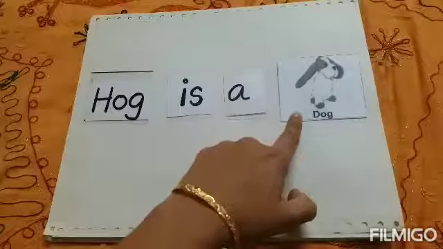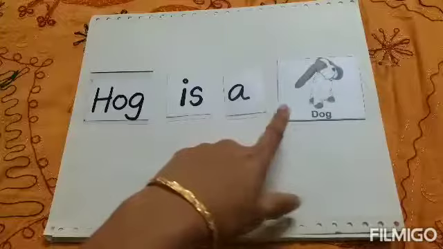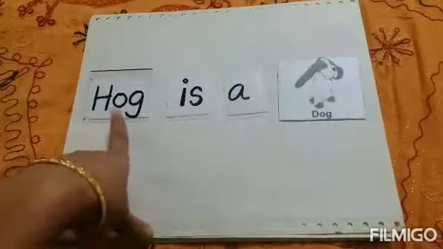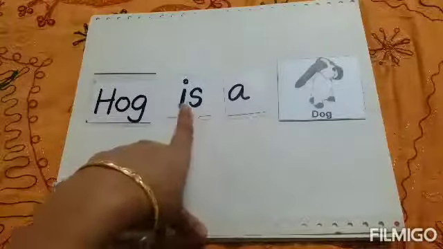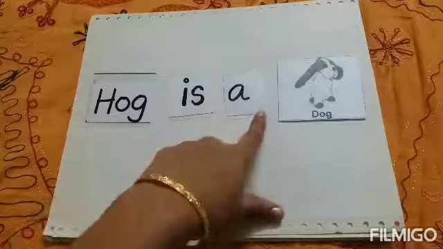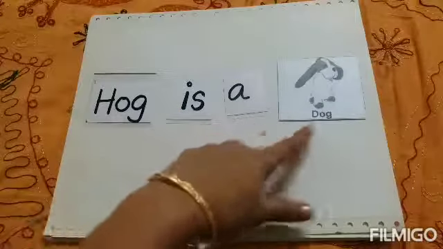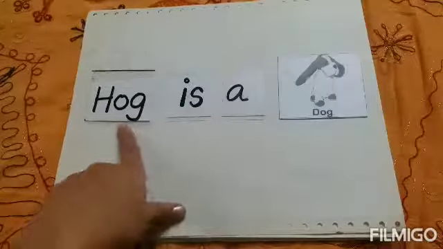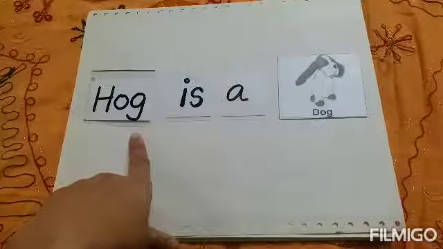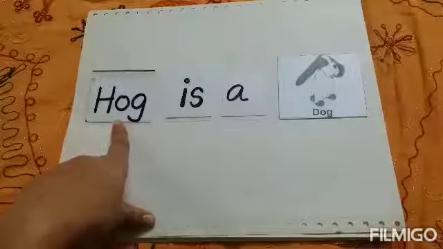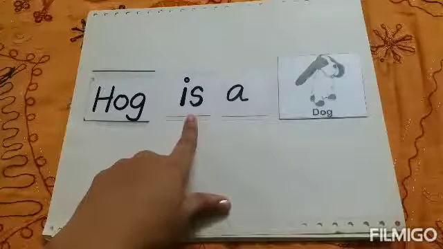So for dog, I have used a picture so that they can relate to the picture. So here I have used OG words. So they can identify the sight words here. This is and this is a. So how it is used? Hog is a dog. So first we must read and show to them and then ask them to read it again so that they will revise the CVC words also and they will revise the sight words also.